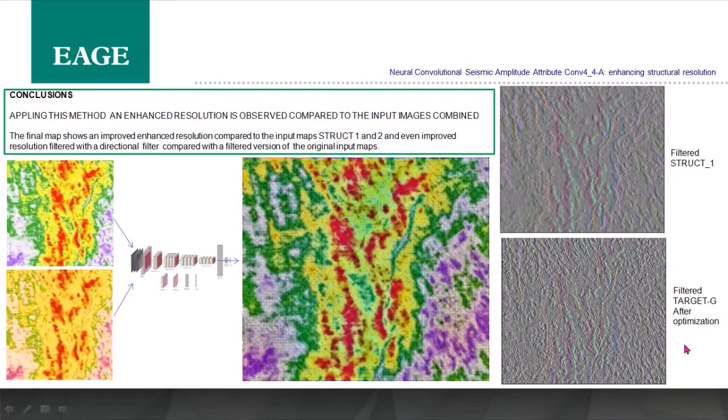Finally, I came to the conclusion that applying this method, an enhanced resolution is observed compared to the input images combined. The final map shows an improved enhanced resolution compared to the input maps struct 1 and struct 2, and even improved resolution filtered with a directional filter compared with the filtered version of the original input maps.